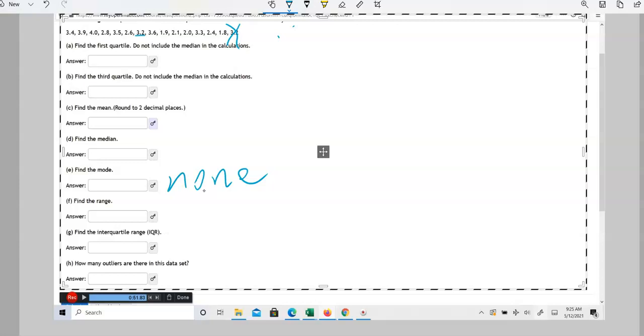And the range is simply the highest minus the lowest. So what's the highest in here? 3.6, I think, right? No, 4. I see a 4. So 4 minus the lowest. What's the lowest? 1.8. Okay, which is what, 2.2? I did the math right in my head. So that's all it is. Okay.